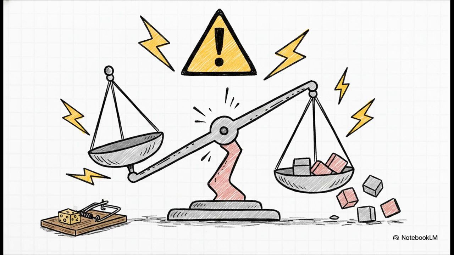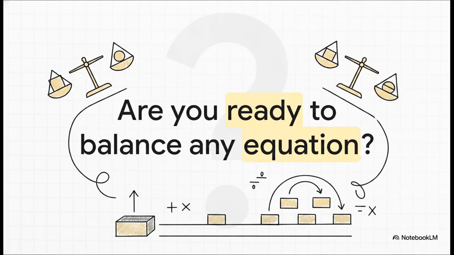Second trap, and honestly the most common error of all, is applying an operation to only one side of the equation. If you subtract 5 from the left side but completely forget to do it to the right, you instantly break the balance of the scale. Absolute equality is required. And wow, that brings us to the very end of our balancing act.